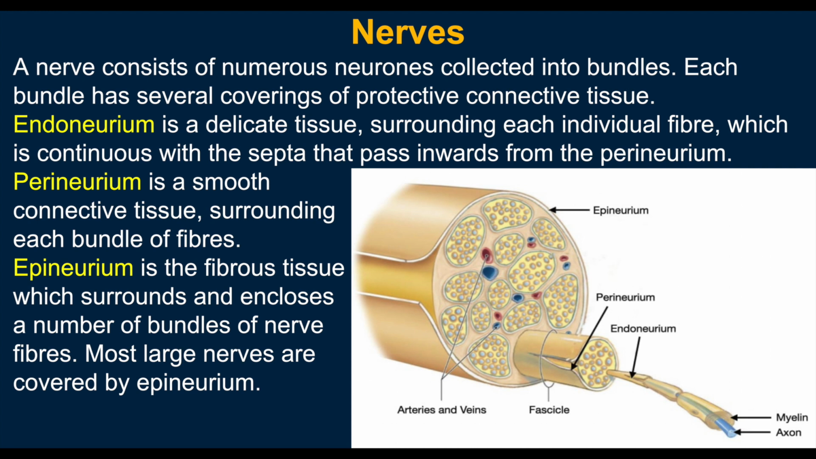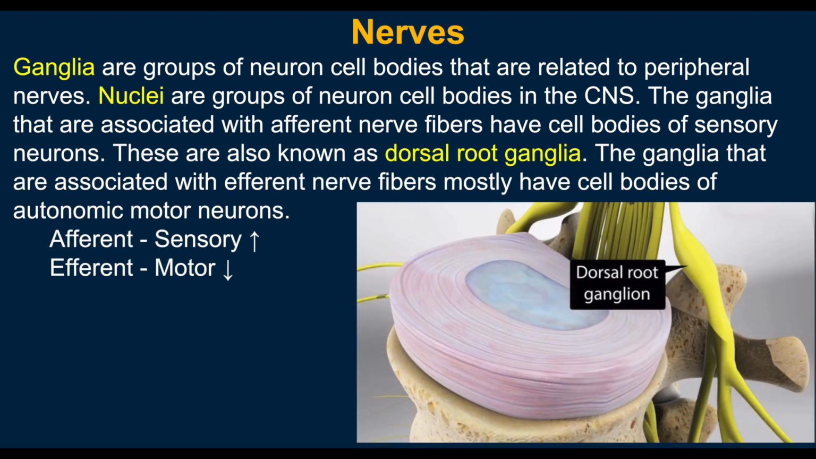Endoneurium covers individual fibers. Perineurium covers bundles of fibers. Epineurium covers a number of bundles of nerve fibers. Ganglia are groups of neuron cell bodies that are related to peripheral nerves. Nuclei are groups of neuron cell bodies in the CNS. The ganglia that are associated with afferent nerve fibers have cell bodies of sensory neurons. These are also known as dorsal root ganglia. The ganglia that are associated with efferent nerve fibers mostly have cell bodies of autonomic motor neurons. Afferent is always sensory. Efferent is always motor.